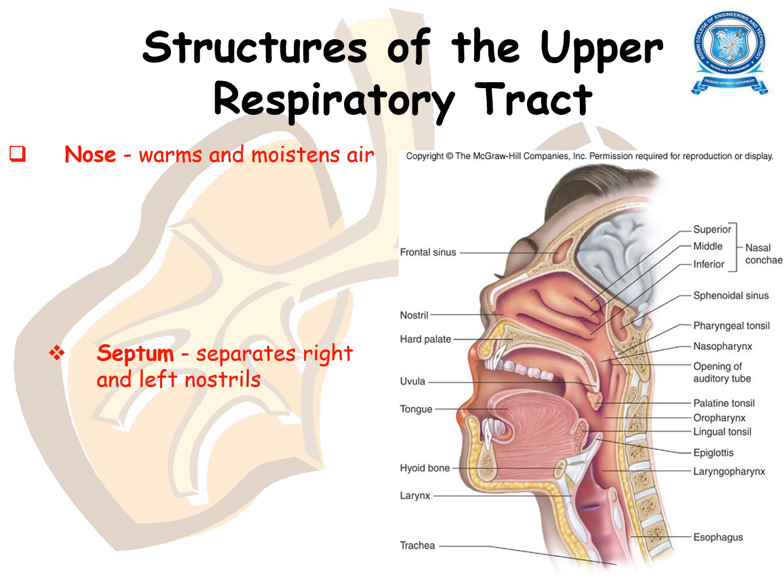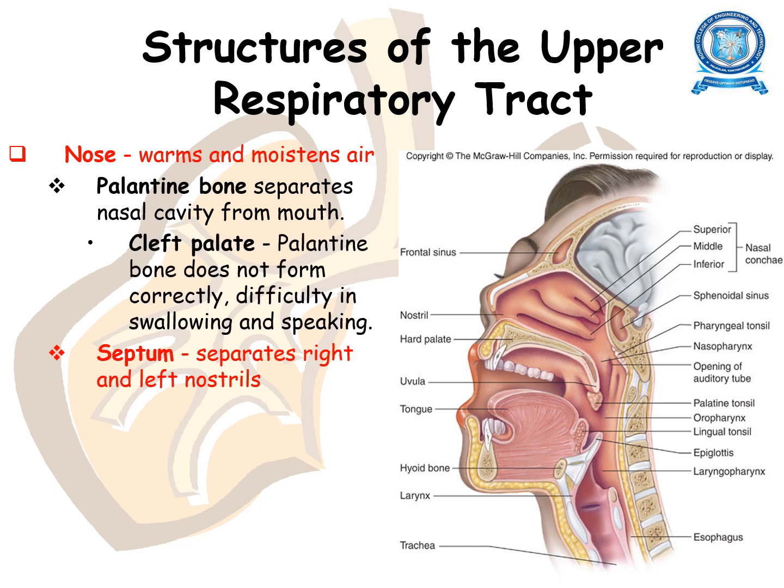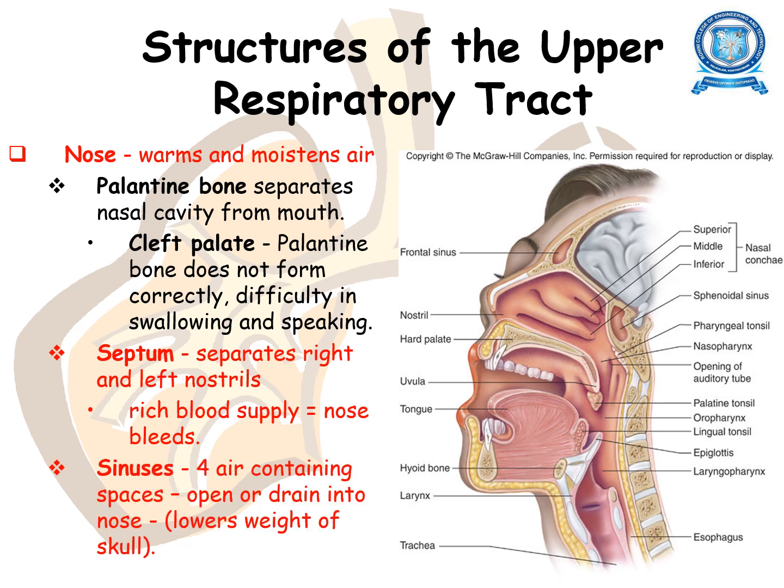Septum separates the right and left nostrils. Here we can see the palatine bone that separates the nasal cavity from the mouth, and cleft palate, that is the palatine bone does not form correctly, causing difficulty in swallowing and speaking. Here in the diagram we can see all the parts. The septum is rich in blood supply, so there are nosebleeds. Sinuses are air containing spaces that open or drain into the nose and lower the weight of the skull. You can see here the diagram.